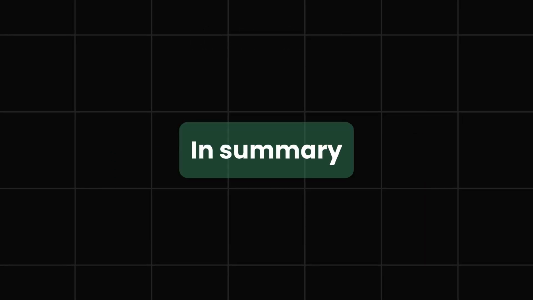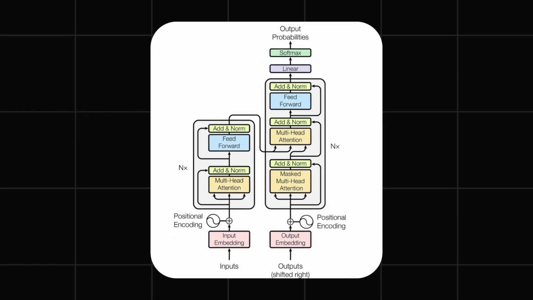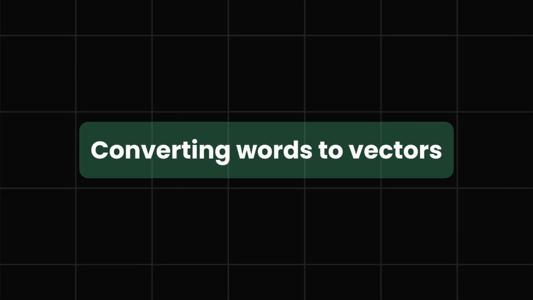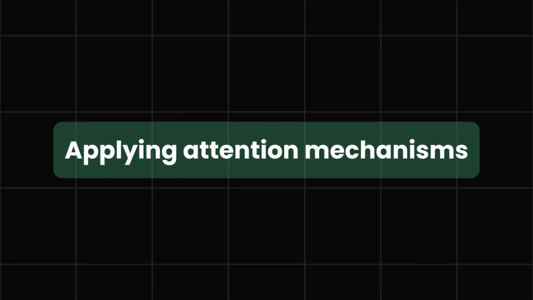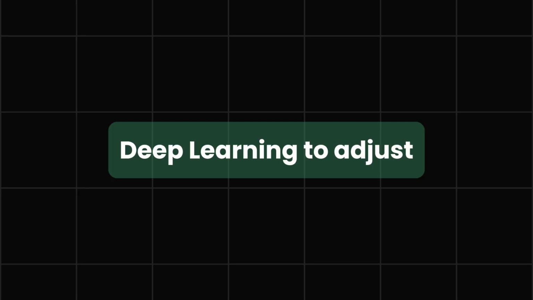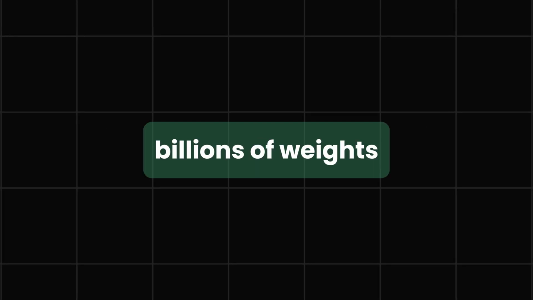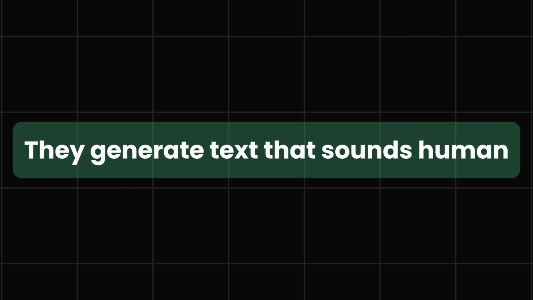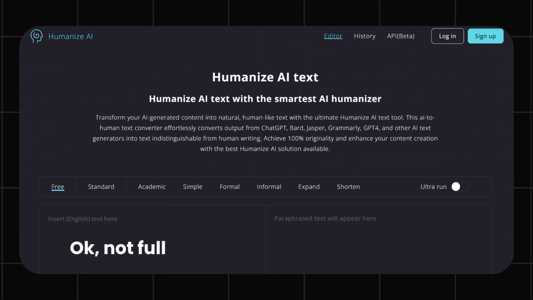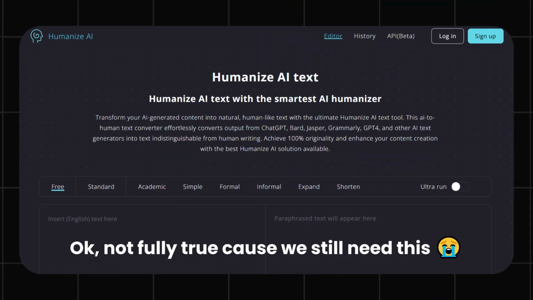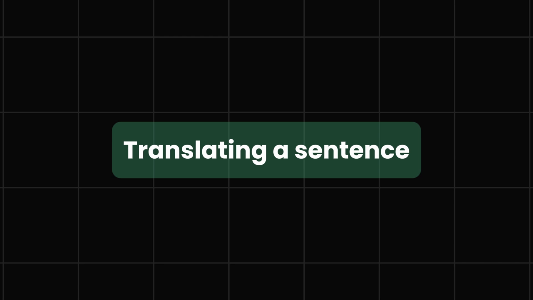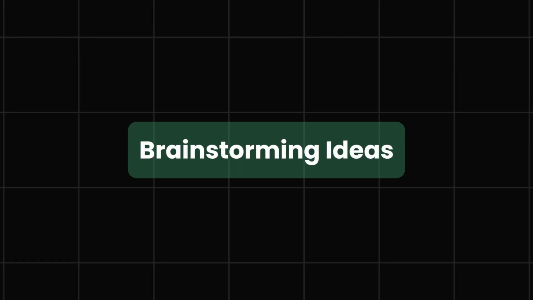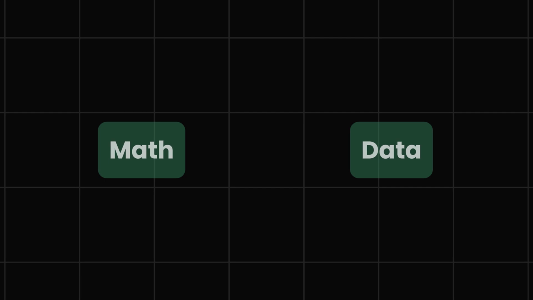So in summary, transformers are the brain behind modern AI. By converting words into vectors, applying the attention mechanism, and using deep learning to adjust billions of weights, they generate text that sounds human. Whether it's translating a sentence or helping you brainstorm ideas, it all comes down to prediction, powered by math, data, and the mighty transformer.